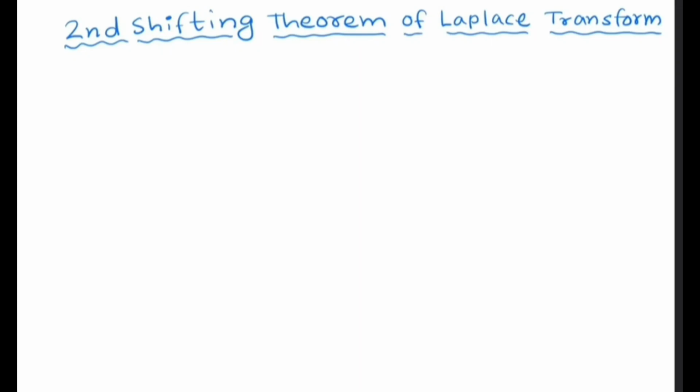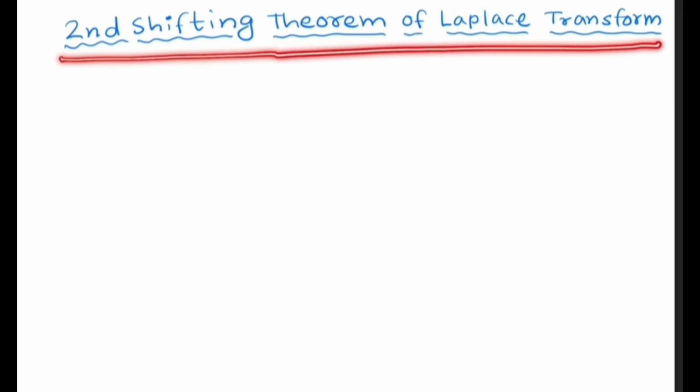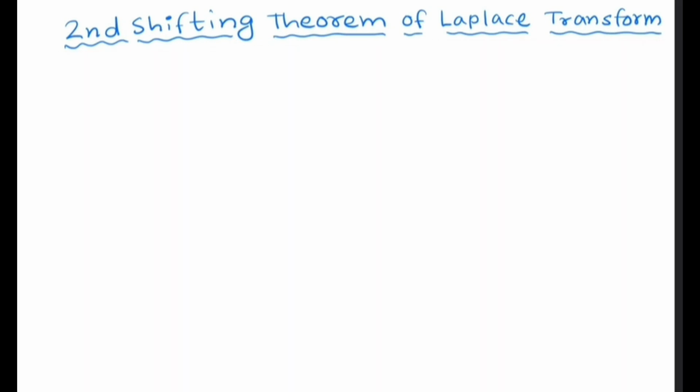In this video, we will discuss the second shifting theorem of Laplace transformation. Now, before going to the theorem, let me recall the definition of Laplace transformation. Suppose we have a function f of t, then the Laplace transformation of f of t is given by the integral from 0 to infinity of e power minus st f of t dt.